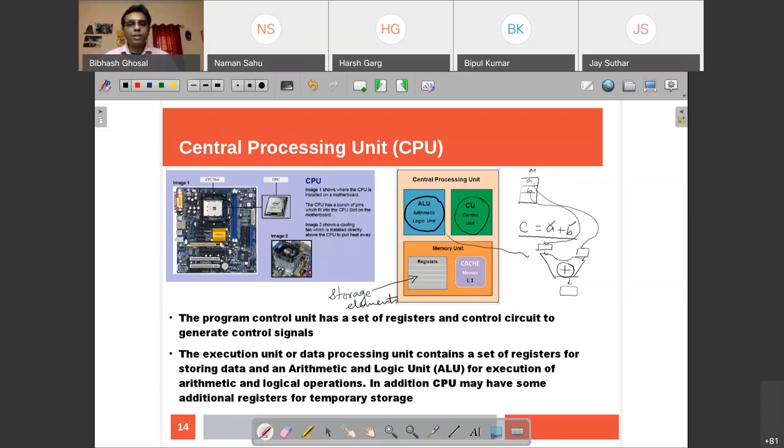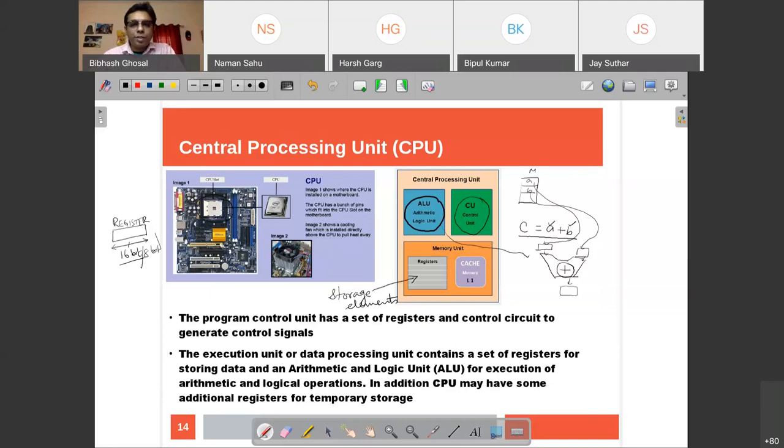What are registers? You can view registers as storage elements of a particular size. Let's say this is a register. It's a storage. Let us call it a register. And the register is of a particular size. Let's say it is 16-bit size, or maybe 8-bit size. There are different kinds of sizes: 8-bit, 16-bit, 32-bit, 128-bit. And there are a finite number of registers, and these are storage within the CPU.